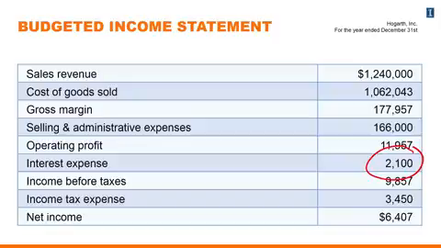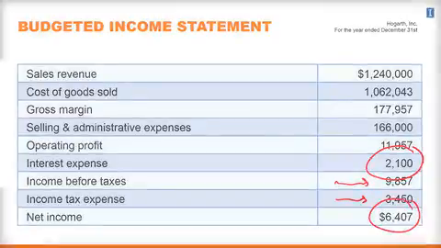This has implications for the income before taxes number that we've budgeted, as well as the income tax expense that we calculate. So rather than earning over $7,700 for the year, net income is actually $6,407 in this revised budgeted income statement.